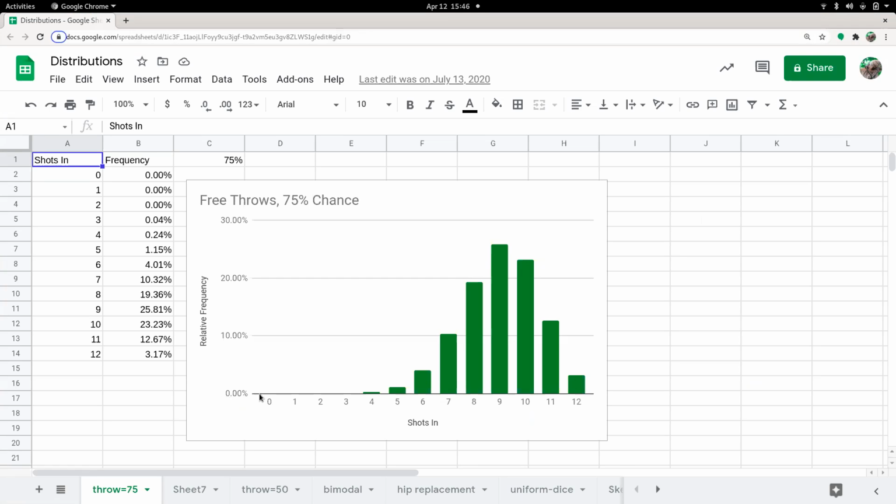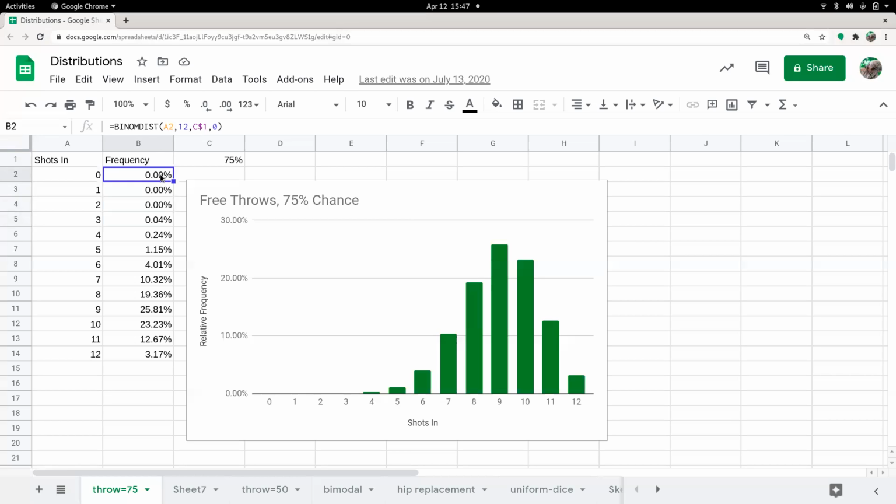So this right here is the probability distribution of how many shots a person with a 75% chance on a free throw will get in out of 12. What I can see about this distribution is it's got this nice hump over here, kind of bell-shaped. And then it's got this very narrow tail, right? The probabilities in my chart are so small, I can't even see them right here. If I showed more decimal places, they would exist, but they're pretty small.